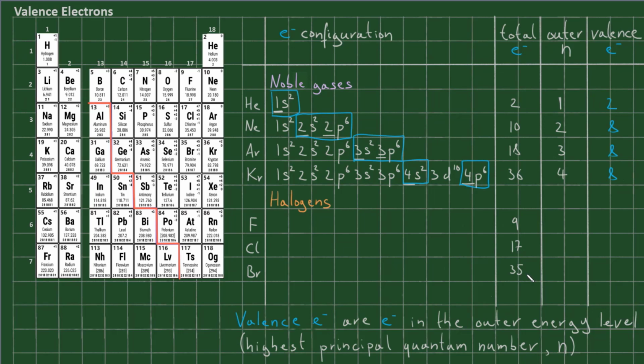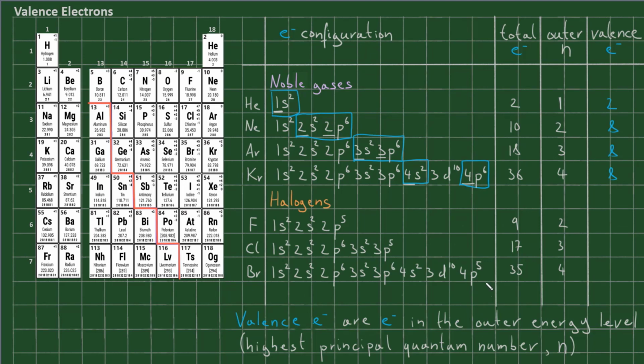What is the outer N in each case? Well, fluorine is in period 2, therefore the outer N will be 2. Chlorine is in period 3, and bromine is in period 4. Let me write out their electron configurations. And here they are. What are the valence electrons?